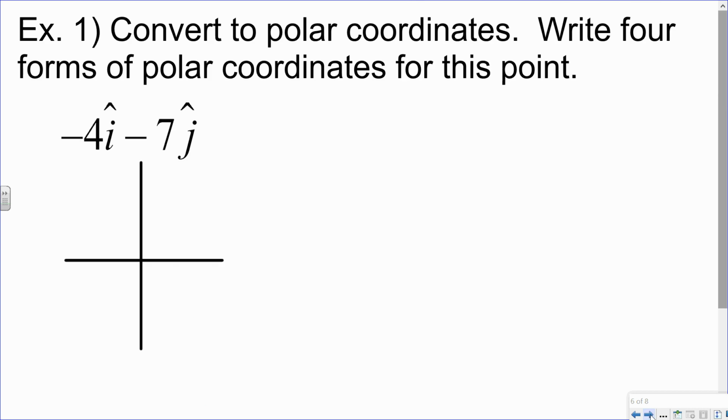All right, first one is the harder one. Let's go from rectangular to polar. First step, either way that we're converting, is to draw the picture. So we are going to go -4 horizontally, -7 vertically. So our vector is something like this.